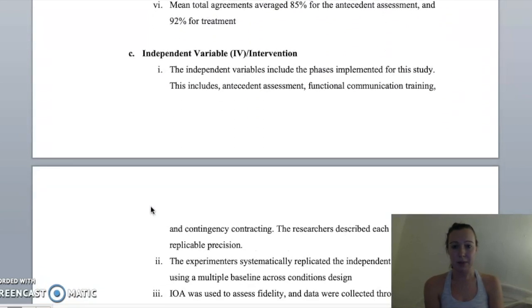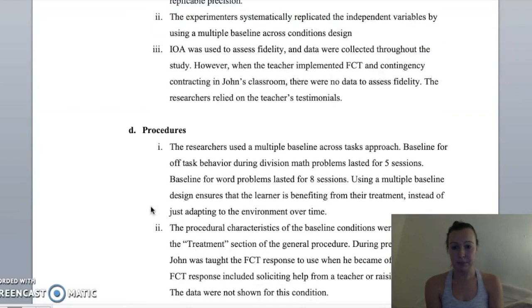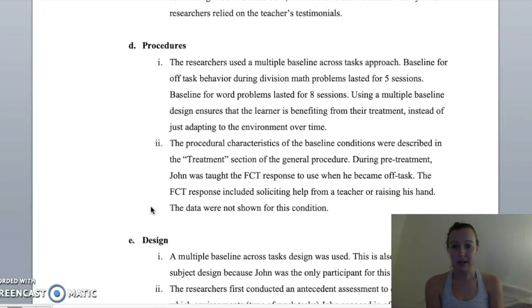The independent variables include the phases implemented for this study, including baseline, antecedent assessment, and then functional communication training plus contingency contracting. This study used a multiple baseline across tasks approach. The tasks included different types of math problems like division problems and word problems.